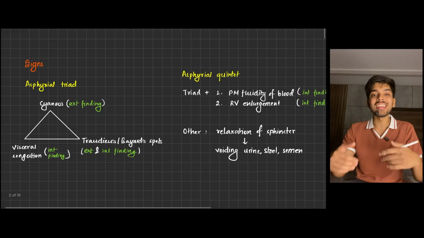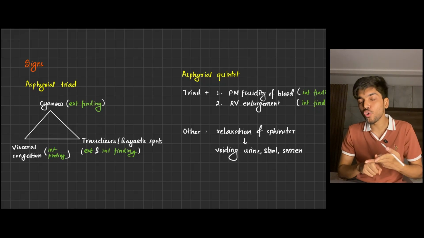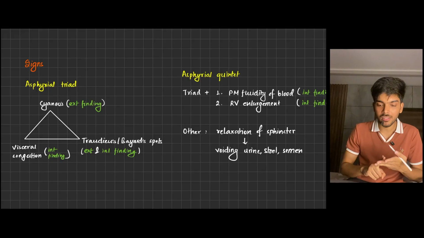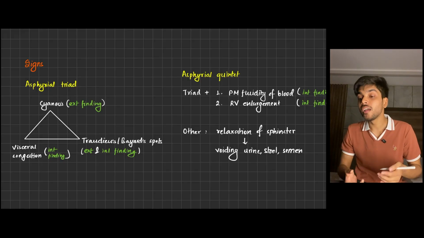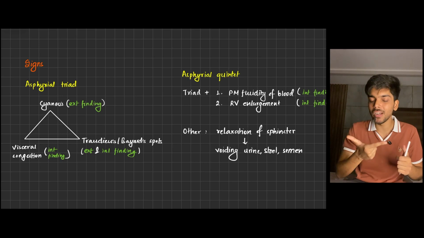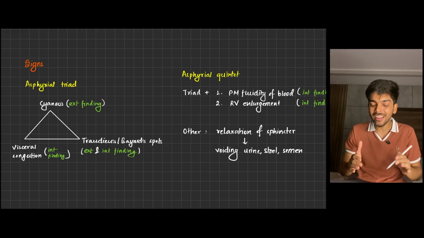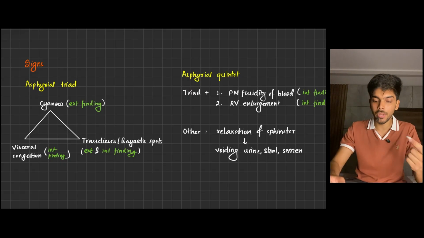So what do we have? We have the asphyxial triad containing cyanosis, petechial hemorrhage or Tardieu or Bayard spots, and visceral congestion. Asphyxial quintet containing the triad plus two, post-mortem fluidity of blood and right ventricular enlargement, and other, that is the relaxation of sphincter leading to voiding of urine, stool, and semen.